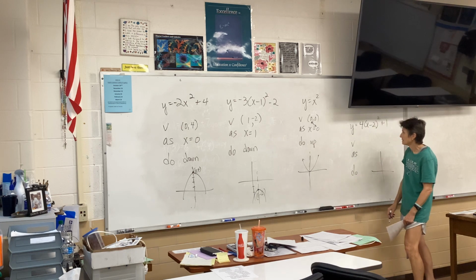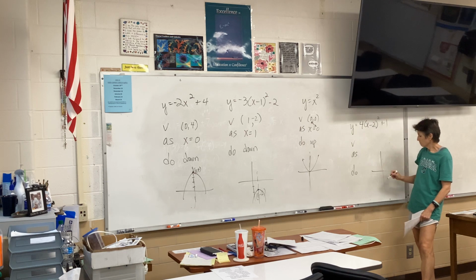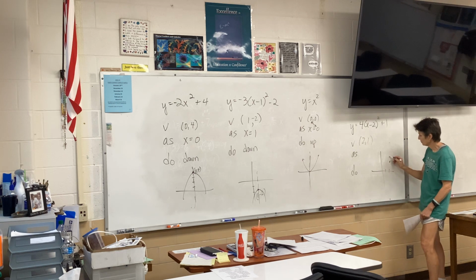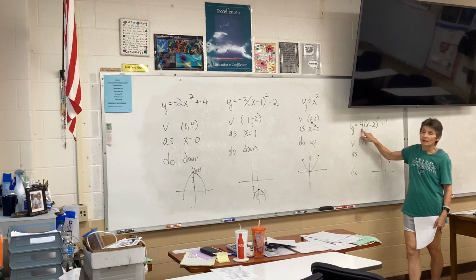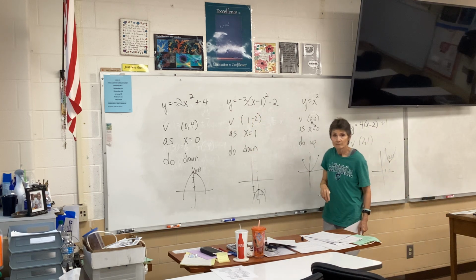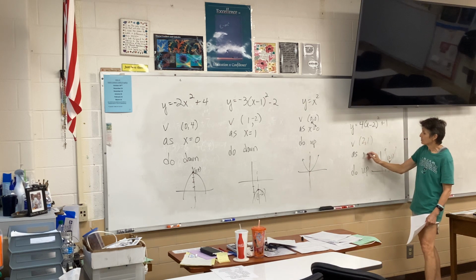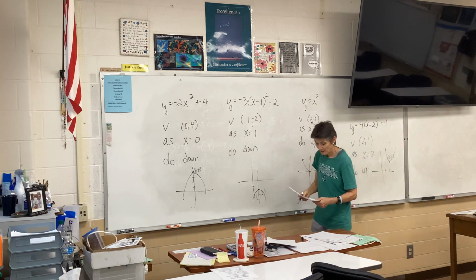And finally, I hope you got this one done already on your own. How have we moved? 2 units right and 1 unit up. So our vertex is at (2, 1), over 2, up 1. We open up. Remember, we always open up unless there's a negative out in front. That's how you turn it upside down. And so it opens up, and the axis of symmetry is x equals 2. Always x equals the x coordinate.